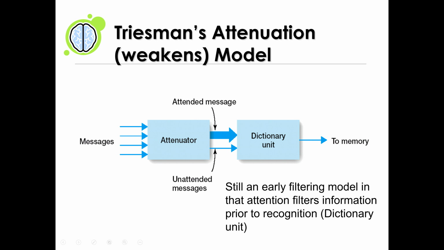So here the flowchart is information coming in. It goes through some sort of attenuator that weakens a message, but also maybe strengthens a little bit another message. So the attended message is strengthened, the unattended message is weakened. It goes to what's known as the dictionary unit.